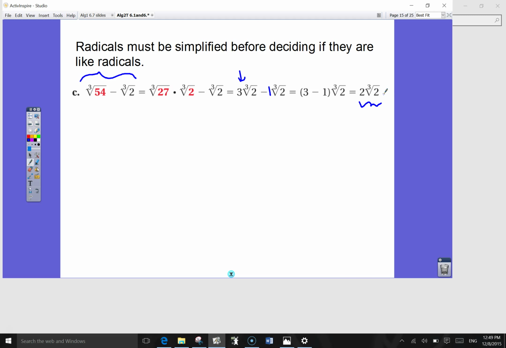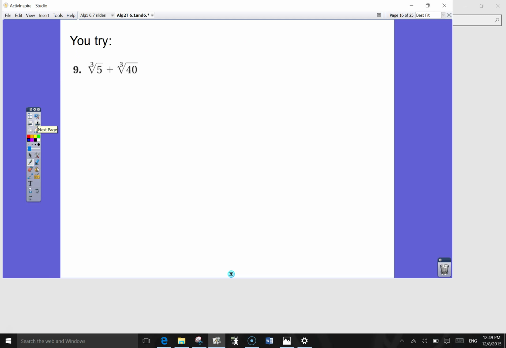So if you have two radicals that are not like radicals, make sure that they can't be simplified into like radicals. So this is your chance to do a U-try. Hit pause, and when you're done, hit play.